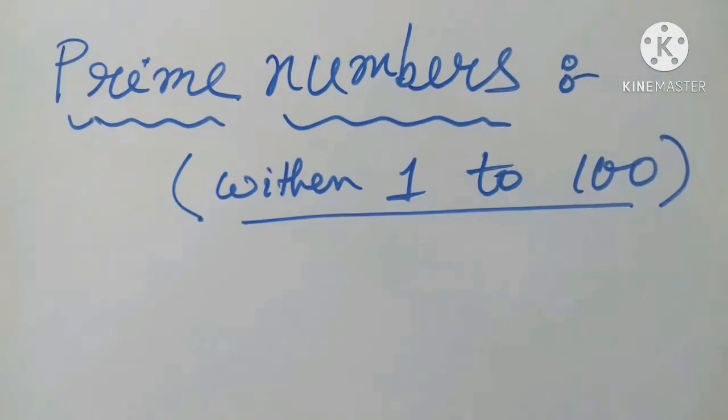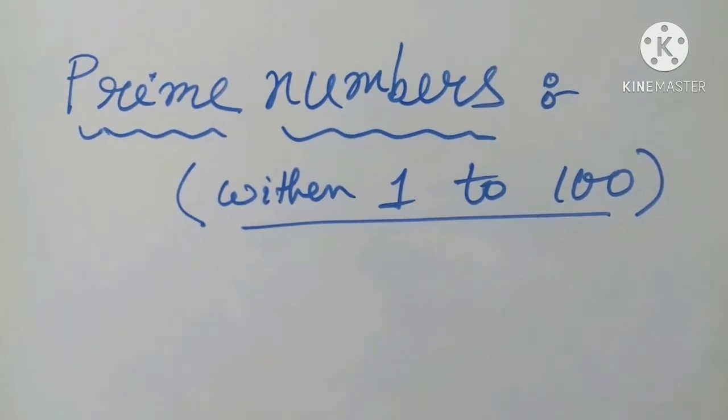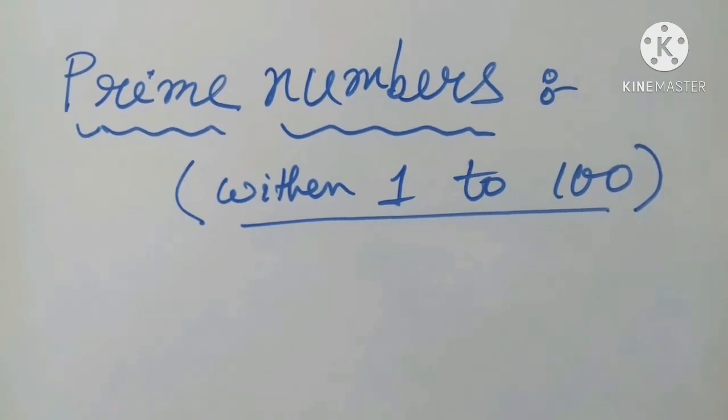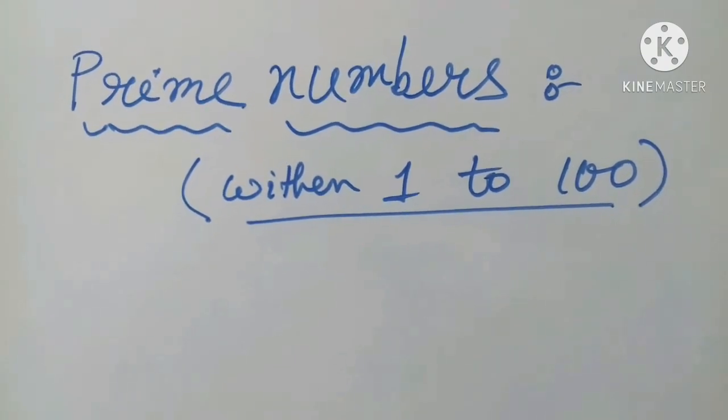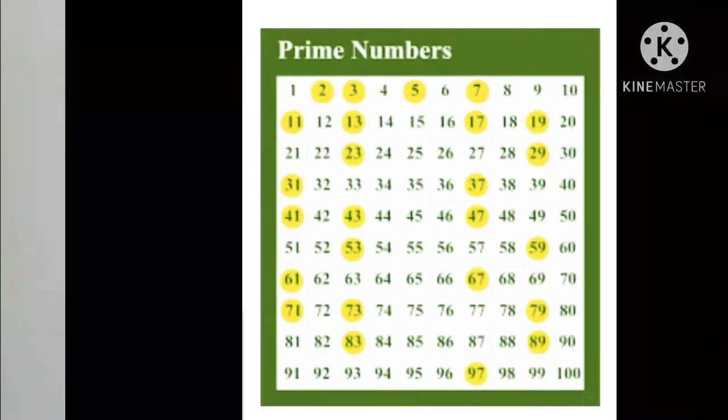Now students, I am going to show you one chart where the numbers 1 to 100 are there, and out of those numbers the yellow colored numbers are the prime numbers. You can write it down.